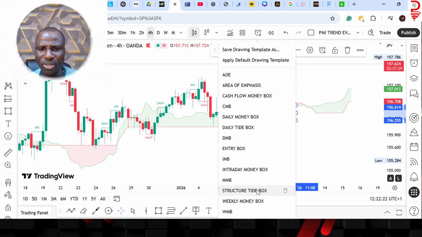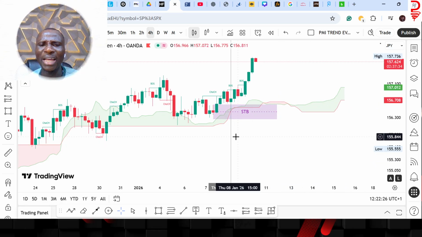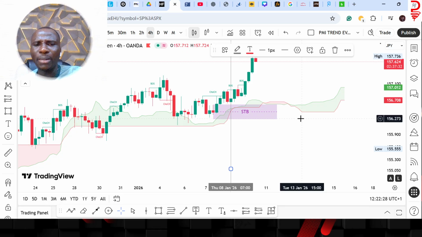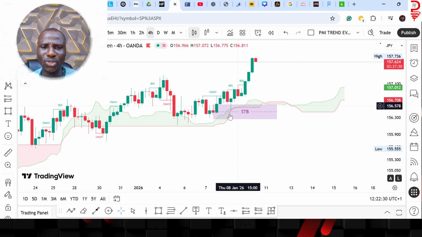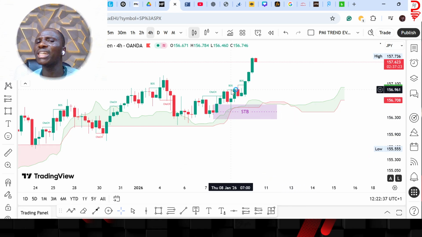So you want to say this is the structure tight box in the context of our trading system, and this is where we call the blocked liquidity. Are you seeing it now? This is the blocked liquidity. You expect that the price, once it comes back there, you are not to take a trade immediately.